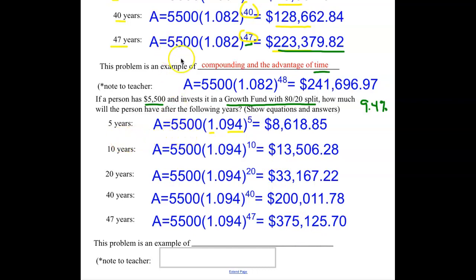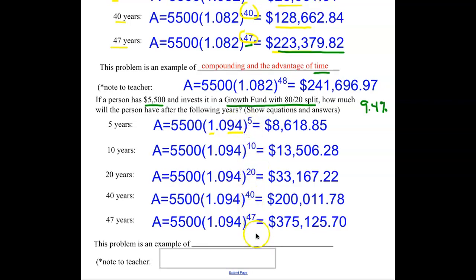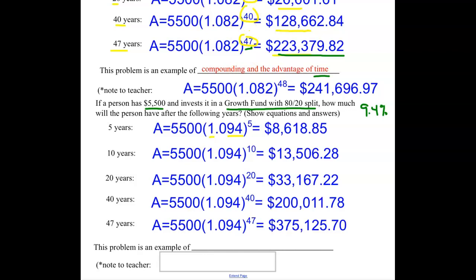So what we want you to see in this example, we've got the same principal of $5,500 that we had in our first example. Our times were the same. We're still using the 5, 10, 20, 40, 47. But you'll notice that your total amount here was $223,000. And here we have $375,000. Quite a difference. And the idea here is the extra advantage of return. We're changing from 8.2% to 9.4%. Over 47 years, that makes a huge difference.